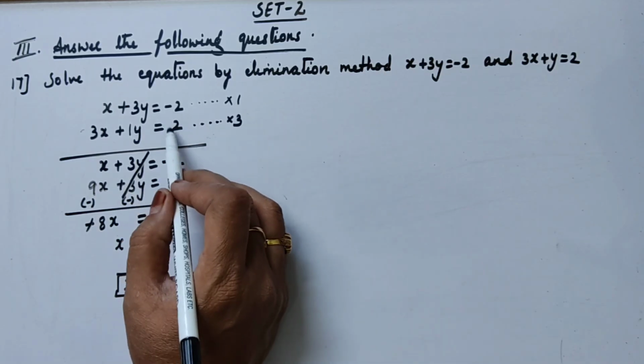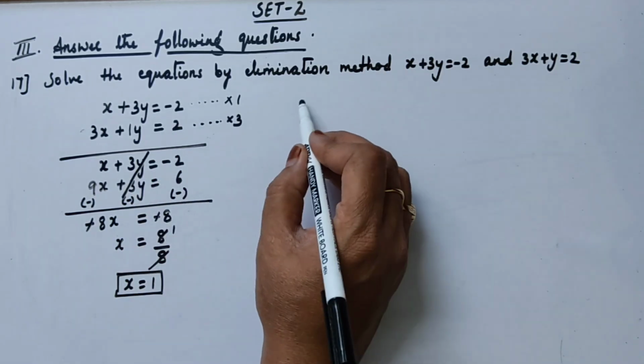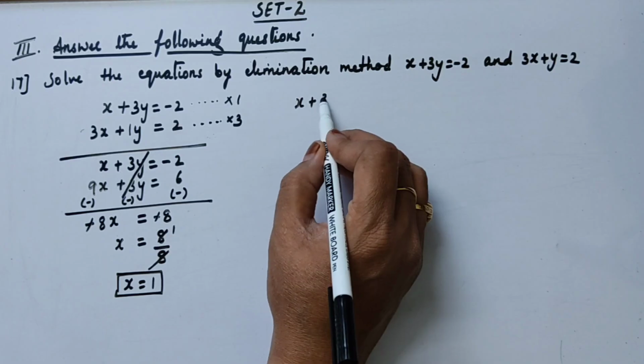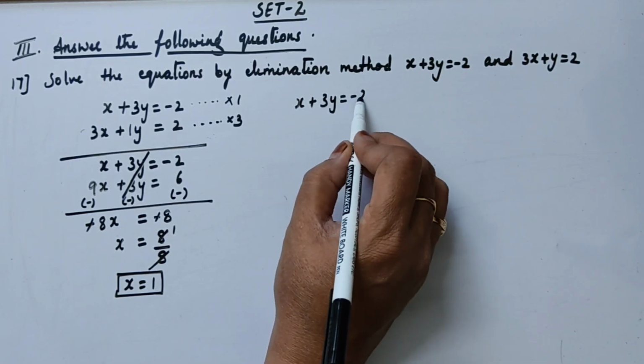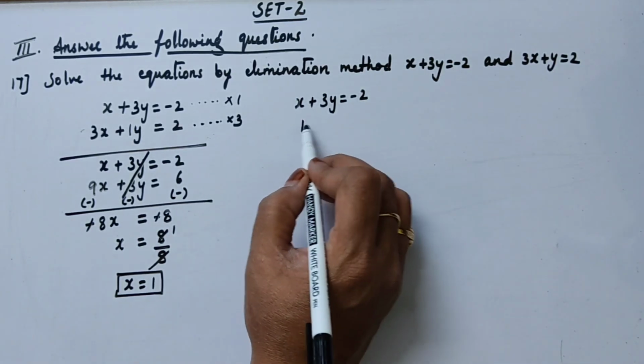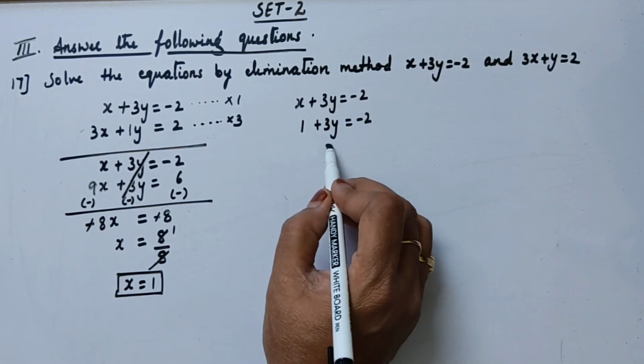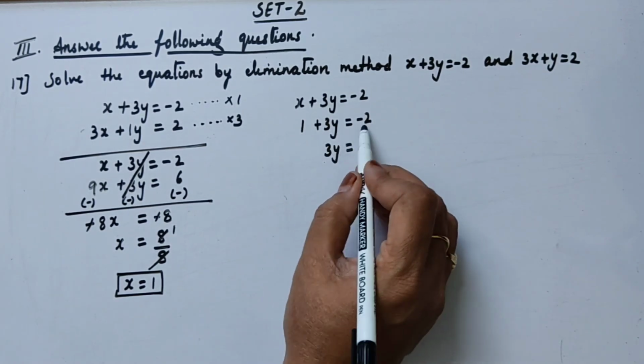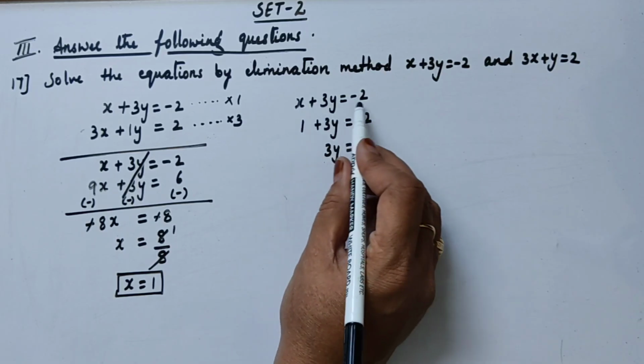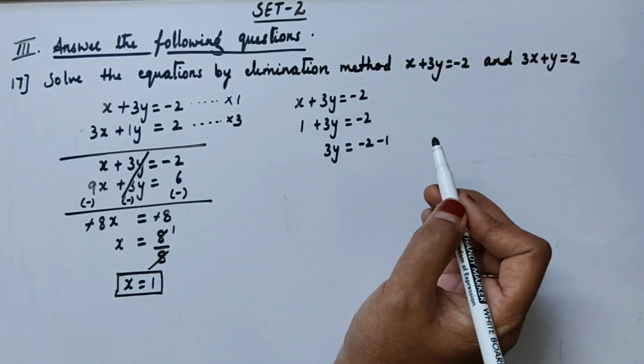You can select one of these equations. I'll go with the first equation here. x plus 3y equals minus 2. The x value is 1, plus 3y equals minus 2. 3y equals minus 2. Let us shift 1 to the other side. I get minus 1.